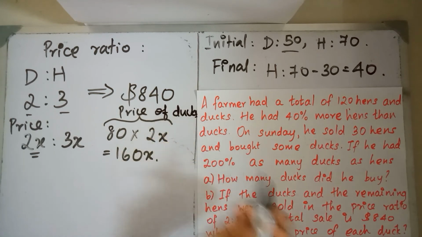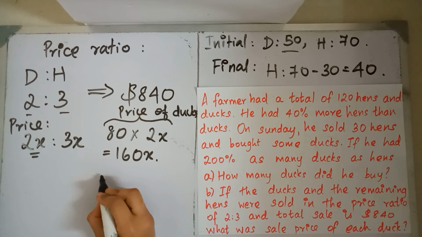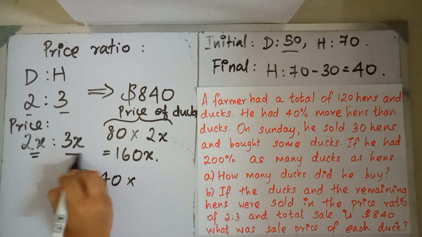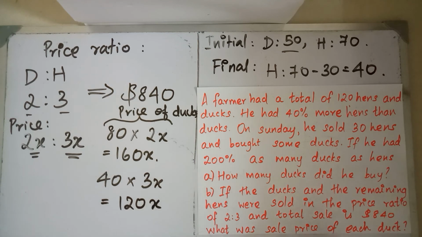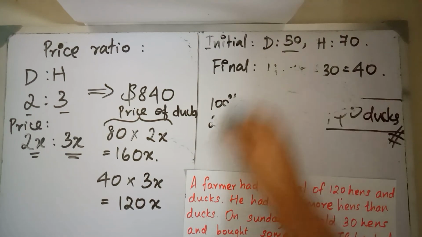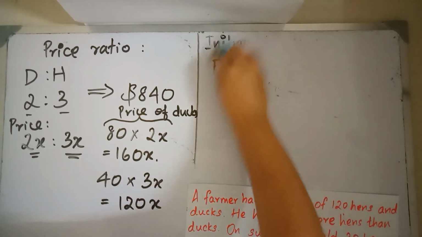So this will be the price of the ducks in terms of x. We don't know the value of x. That's what we have to find out. Likewise, let's find the price of the hens in terms of x. The price of the hens in terms of x will be, we have 40 hens, so there will be 40 into 3x. This will give 120x. So now we have both the price of the hens and the ducks in terms of x, and we know that the total sale price is 840.